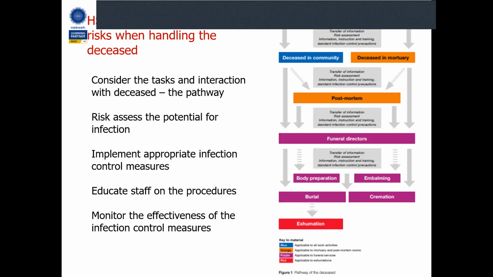What about front of house? What about transfer to the funeral? What about handling of the deceased at the funeral itself? And then things like going into the furnace afterwards, if it's going to be ashes to ashes. So all aspects of the handling of the deceased need to be considered, ultimately to try and control, or indeed eliminate, the potential risk.